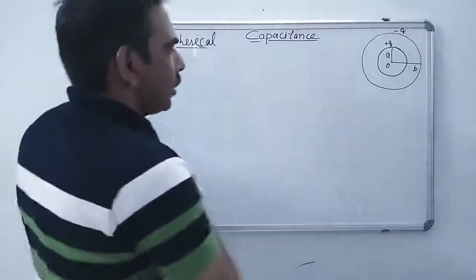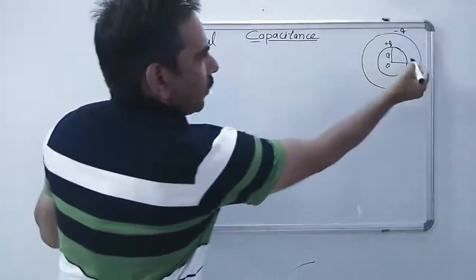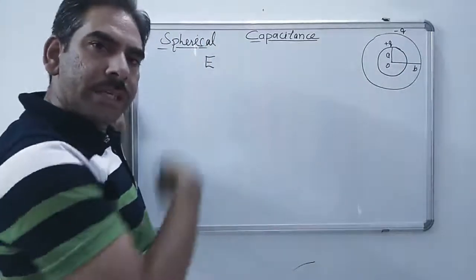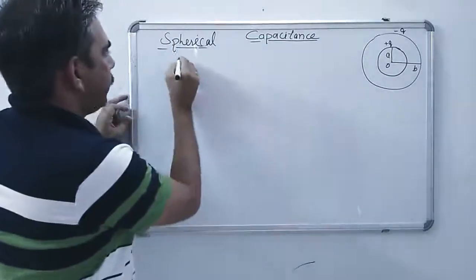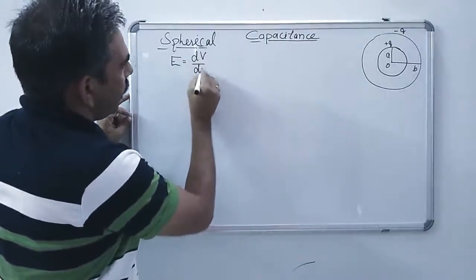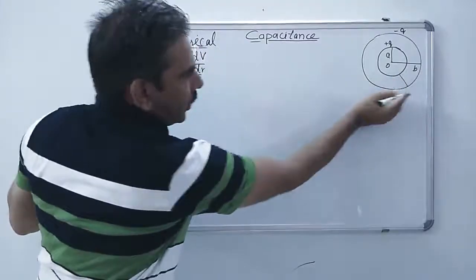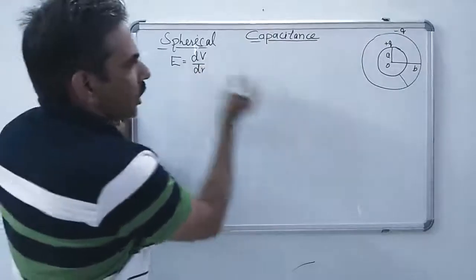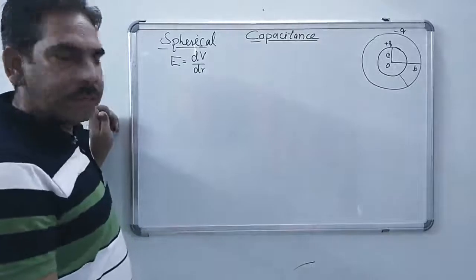To begin with, the variation of electric field from sphere 1 to sphere 2, which we also took in the case of a parallel plate capacitor. This electric field is nothing but dV upon dr, where dr is the variation from sphere A to sphere B, and dV is the change in potential taking place from A to B. So this is what we write here.